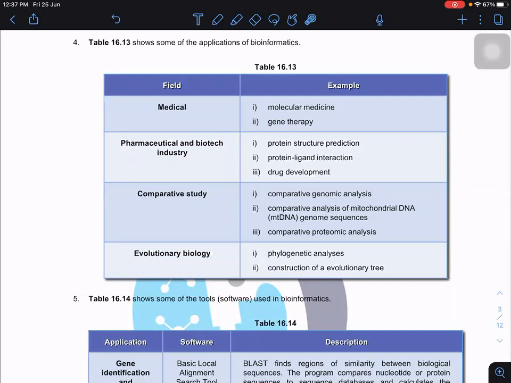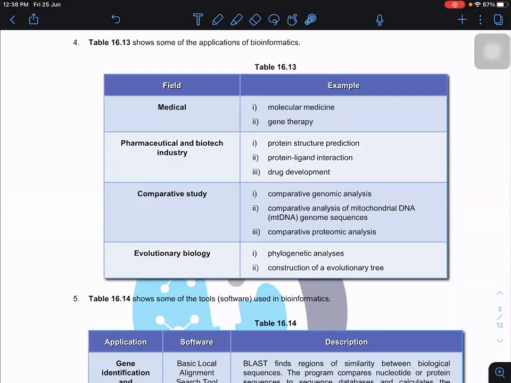We also can compare the analysis of mitochondrial DNA between two different organisms, to see how far we share the ancestor. Basically, we want to know, from humans, how far evolution took place from the primate. So how far do we share the common ancestor? We can do phylogenetic or evolutionary biology, so that we can construct this evolutionary tree as well as the phylogenetic analysis.